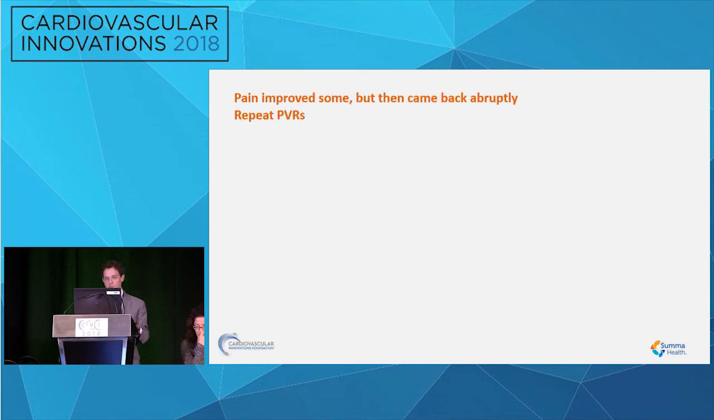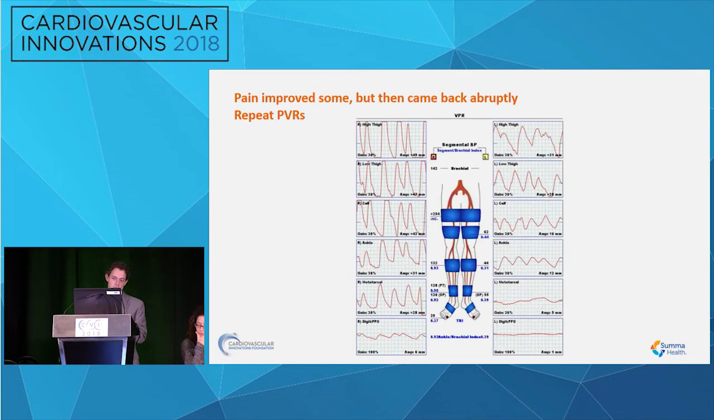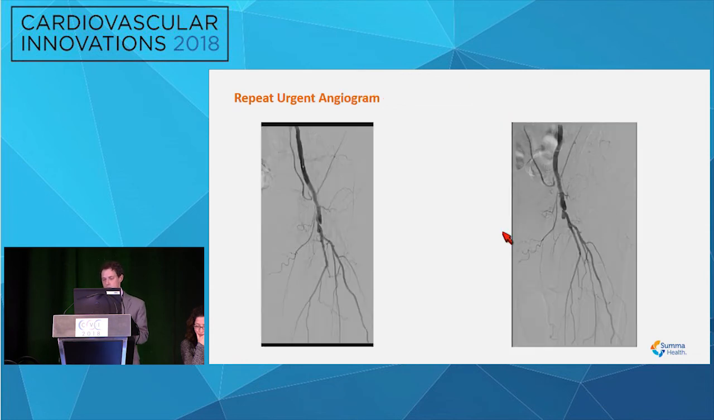But when she went back to her room several hours later, she did get an abrupt onset of left lower extremity pain, and she lost her Doppler signals in her left foot. So I quickly got repeat PVRs just to get a sense of what I was dealing with before taking her back to the lab, which I thought was inevitable at that point. And she clearly had a proximal problem here. So I was concerned that the entire thing had shut down, which it had.